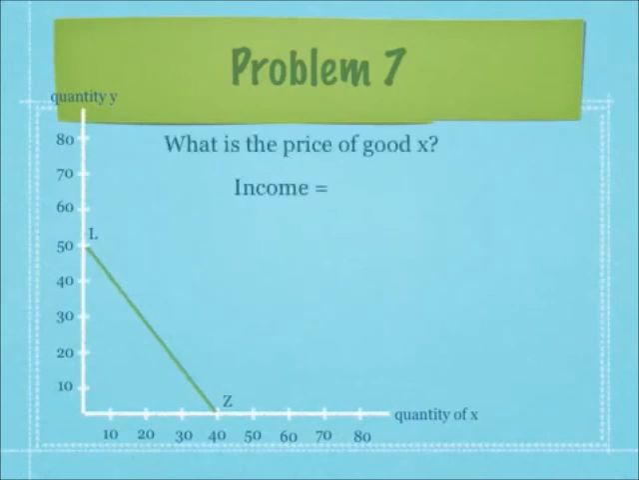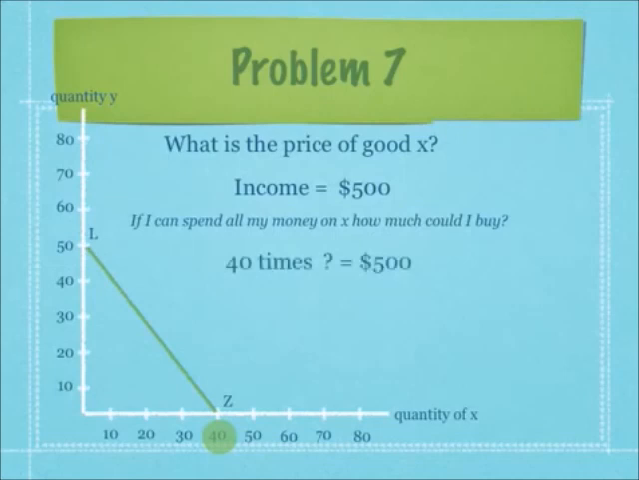So what is the price of good X? Now we know that income is equal to $500. In other words, if I can spend all my money on X, how much can I buy? So we know they could buy 40 maximum. So 40 times something is equal to $500. So $500 divided by 40 is equal to $12.50. That's the price of good X.